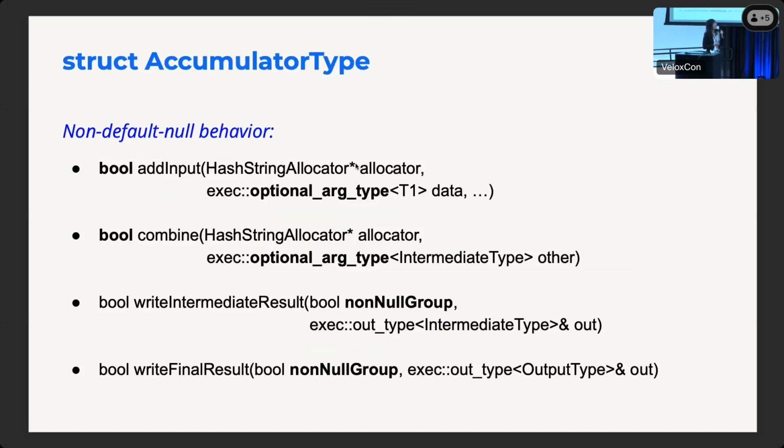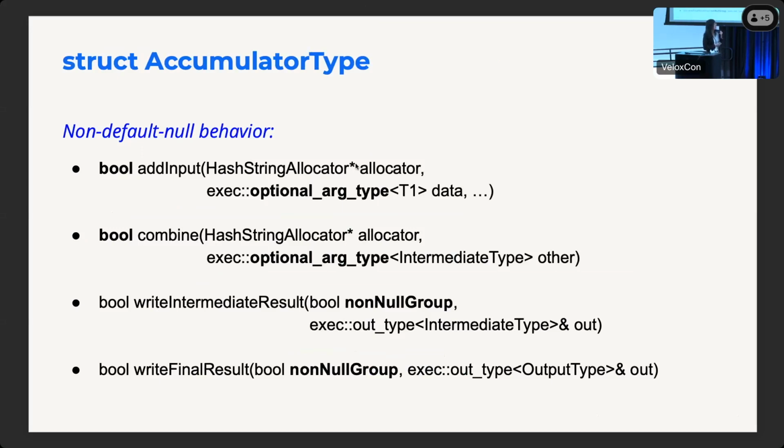So now let's look at the core part of the aggregation function. That is the four core methods in the accumulator type: add, combine, write intermediate result, and write final result. Due to the limited time, I will only talk about those methods for the non-default null behavior functions. For the functions that have a default null behavior, the function signatures for those methods are slightly different, and we have documentation that explains those details very well, so you can look it up.